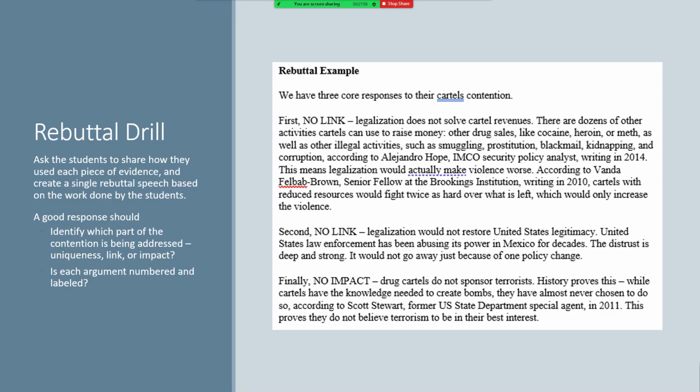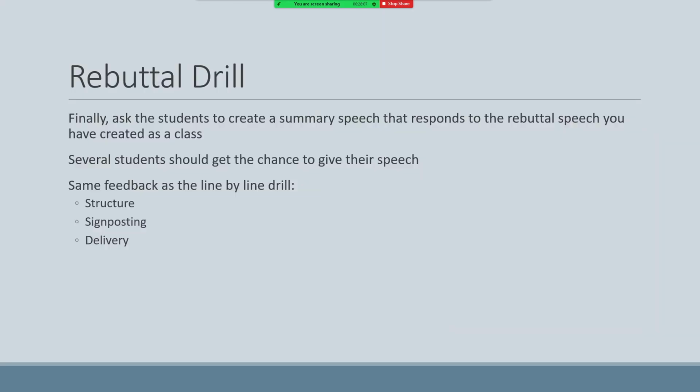one thing you could do is once this has been written, you could have them try to give a summary speech that tries to respond to these arguments using line-by-line format. And for those, you would give them a bunch of time to prepare, you would work with them, and then a couple of students would give their speeches, and the same kind of feedback that we were looking at earlier about structure, signposting, and delivery for our line-by-line activities, you would also use for this. All right. So any questions about any of this information?